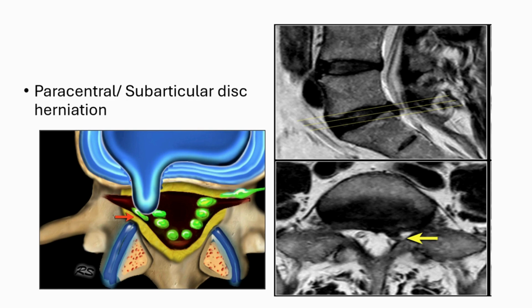We can see that this representative image showing the narrowing of the lateral recess with compression of the traversing nerve root. In this image, we can see that this is the herniation of the disc in paracentral region or subarticular causing the compression. This is the nerve root, as we can compare here. This is the traversing nerve root at this level causing compression.